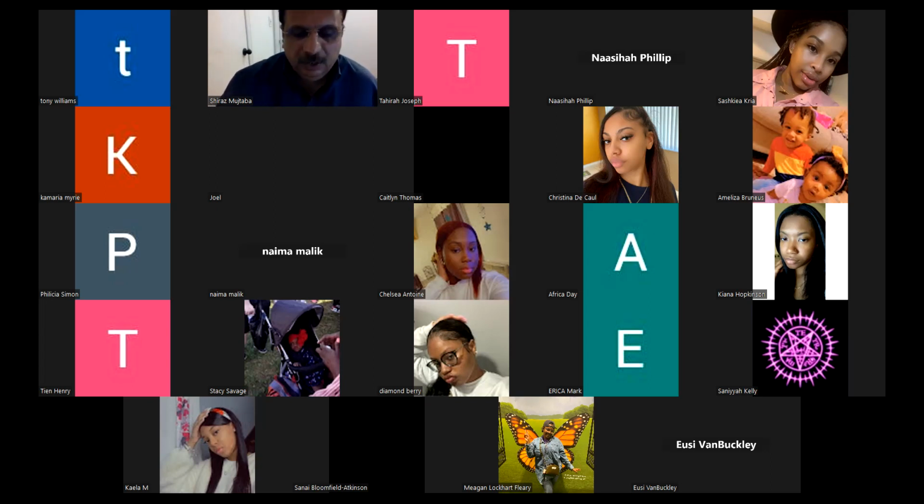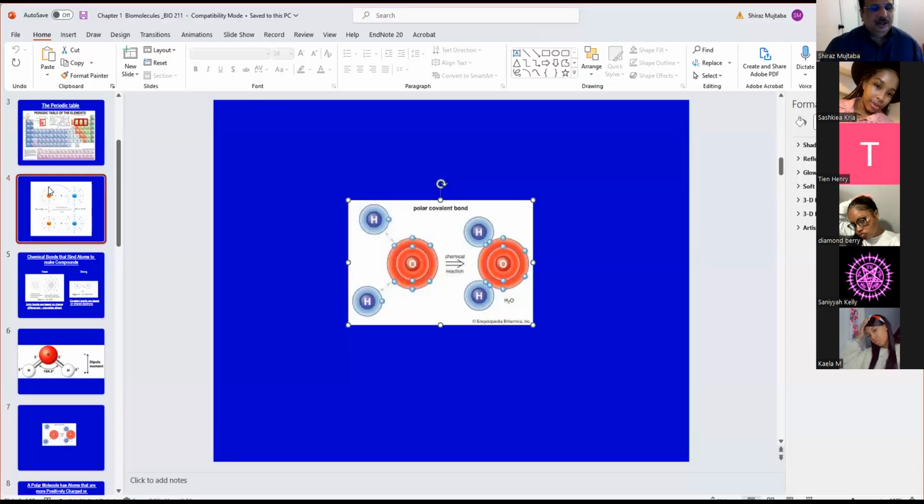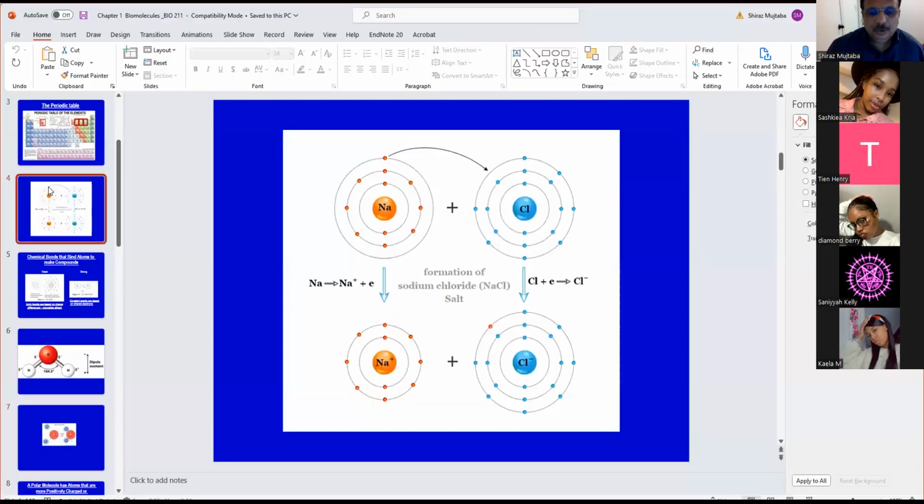So it's 10:10 now. Let's go back to where we stopped. What I was mentioning to you is a molecule called sodium chloride. Sodium chloride is a molecule that is made from two atoms. Now, there can be different types of molecules.